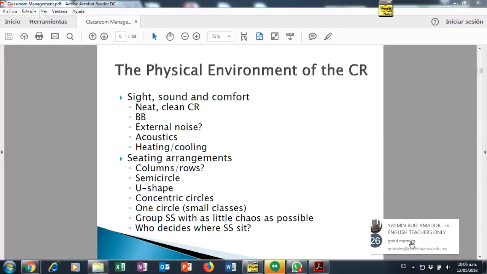Seating arrangements, for example, in columns, in rows, in semicircle, okay, the horseshoe, the U shape, concentric circles. This means like really concentrated circles. One circle, okay, the big one, the small ones, and the big one. Group students with as little chaos as possible.